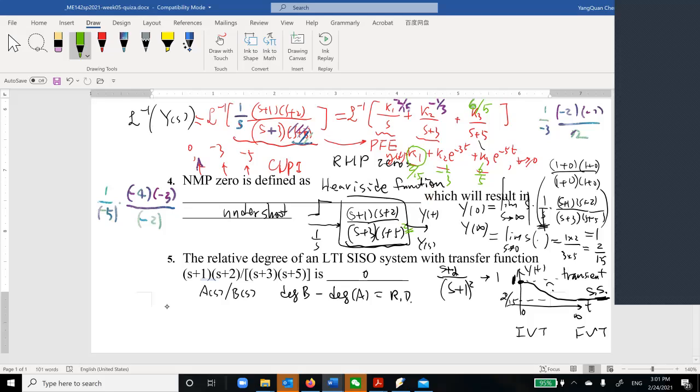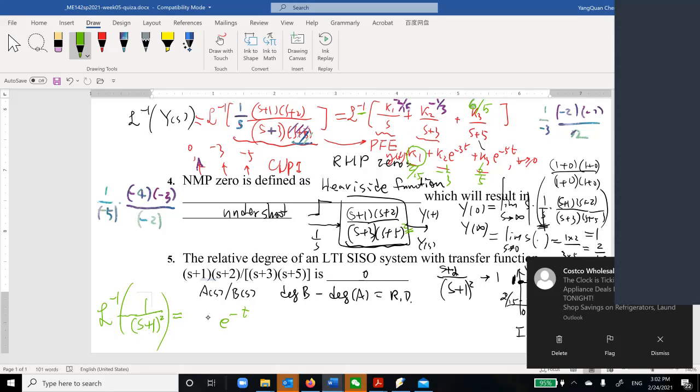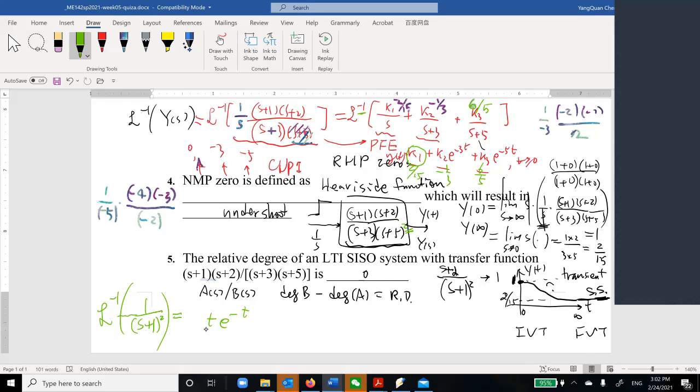But let me do one thing for you. Say for example, you have 1 over (s plus 1) squared. How can you do this? This is already in a very nice form. So what is the inverse Laplace transform of this one? It is e to the power of minus t, but here you should have another t.